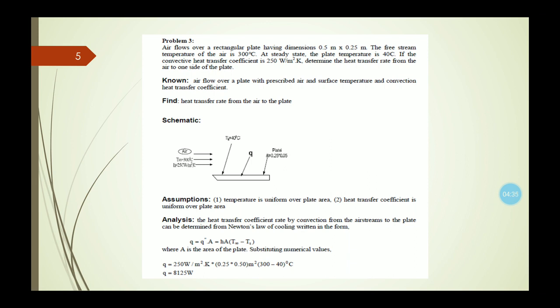From this question itself we can say that it is a numerical from the concept of convection heat transfer, because the convective heat transfer coefficient, the plate area and the two different temperatures are given, and we need to only determine the total heat transfer rate. So if we apply Newton's law of cooling here, we will be able to calculate the total heat transfer rate from the air to one side of the plate.